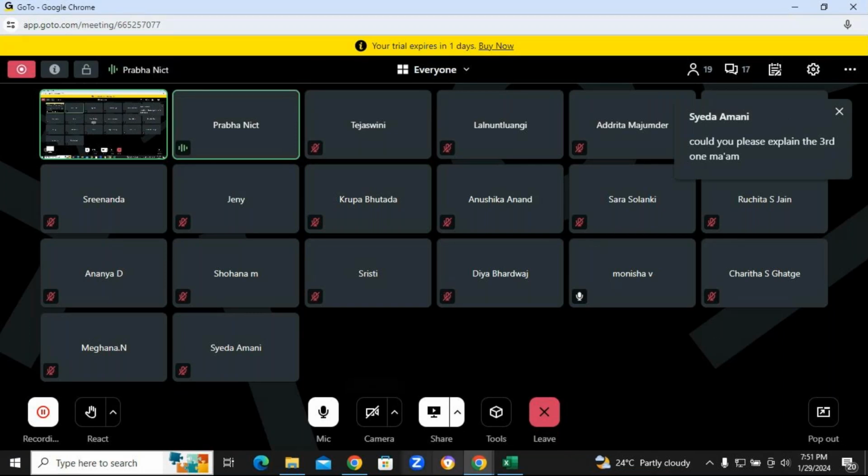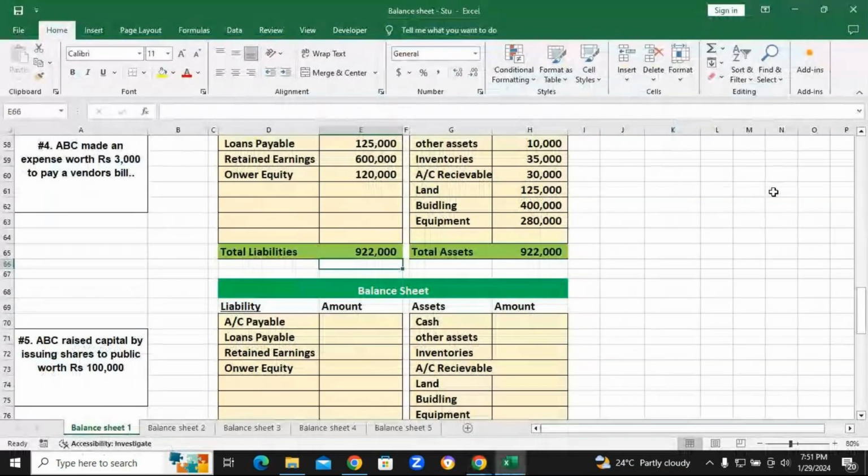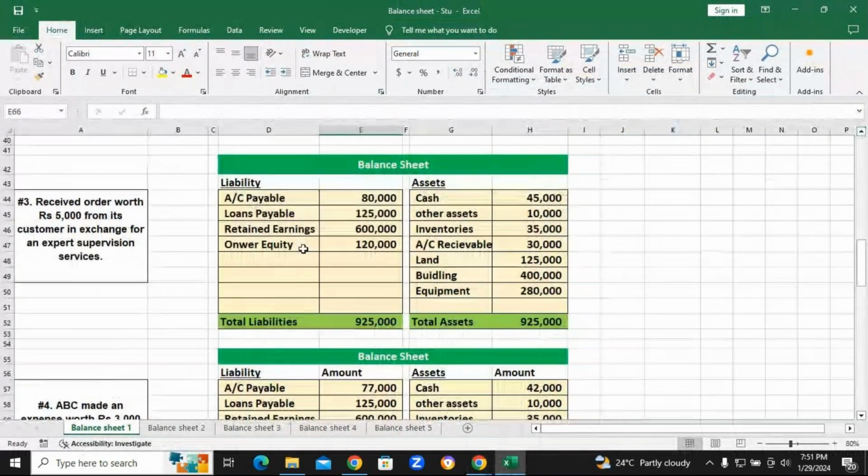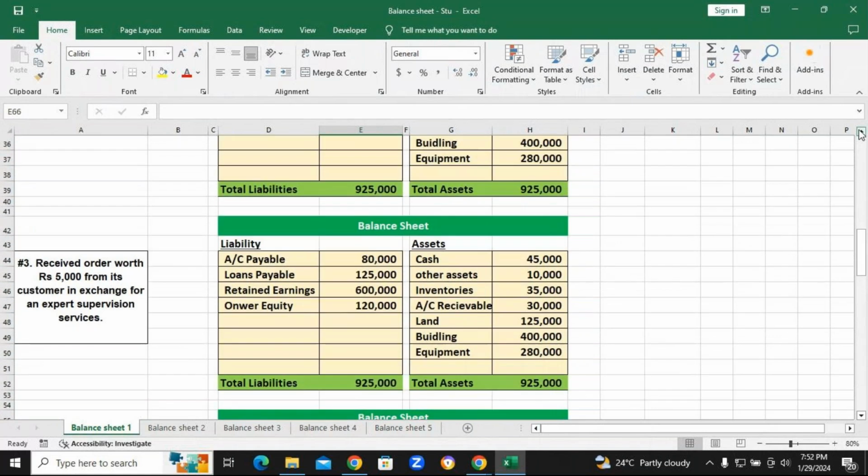So, Saida, you wanted me to explain the third one. So third one, there are no changes here. What they are telling is the condition they have asked to implement here: received order worth rupees 5,000 from its existing customer in exchange for expert supervision services. So here nothing we are going to add or remove because we are just exchanging the service. We are receiving it and at the same time we are giving it back also. So that 5,000 rupees nowhere we are going to show it. That is why we are going to take the values as they are from the previous ones.